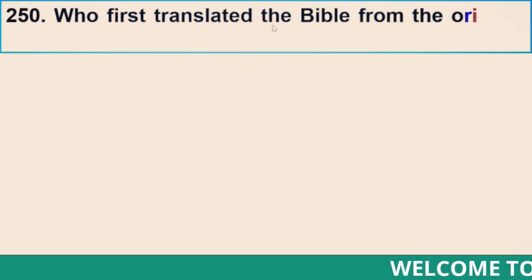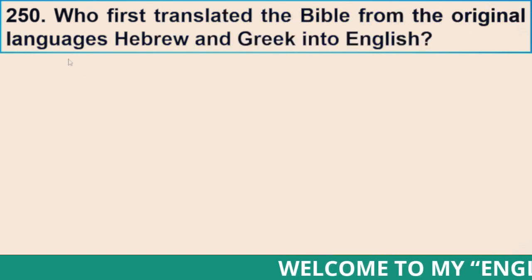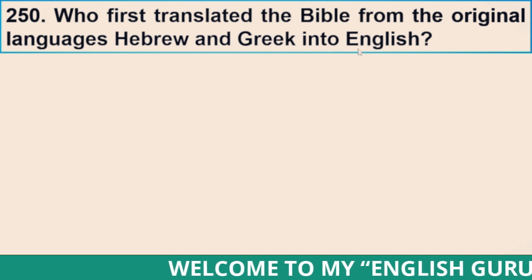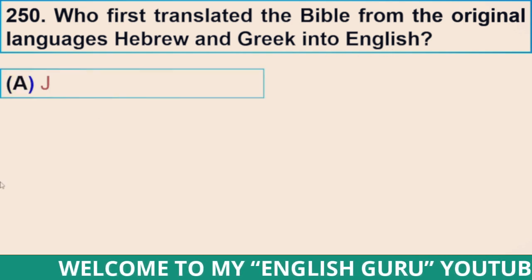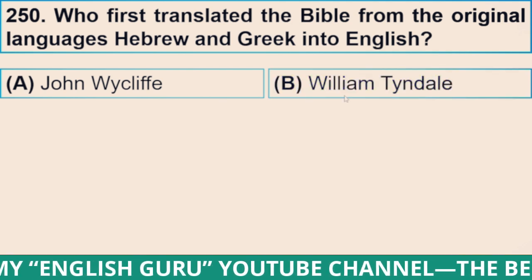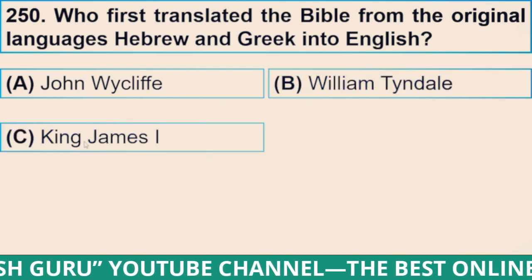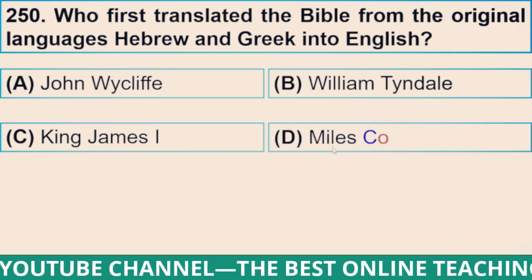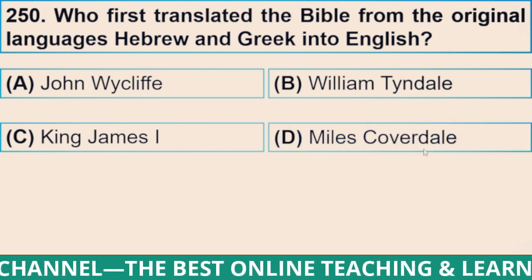Who first translated the Bible from the original languages Hebrew and Greek into English? Let's see the options. Option A, John Wycliffe. Option B, William Tyndale. Option C, King James First. And option D, Miles Coverdale.